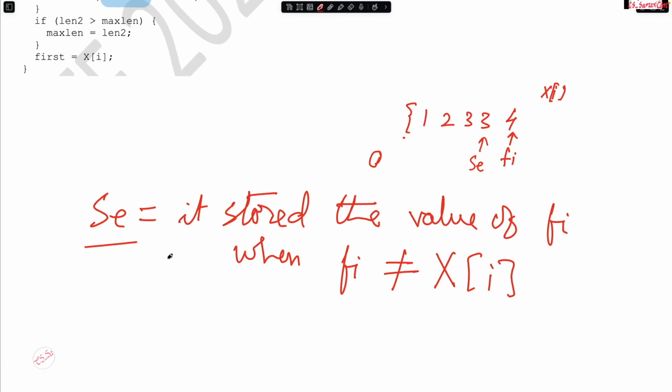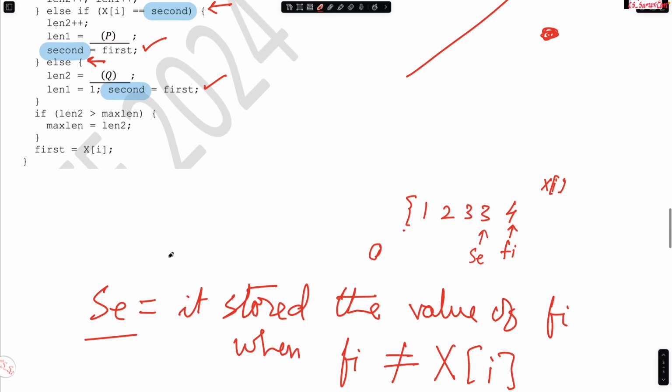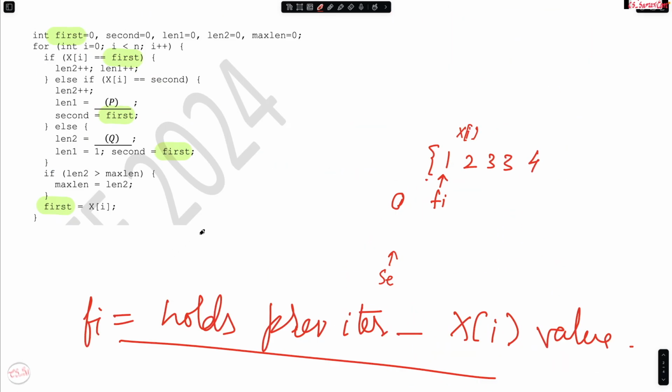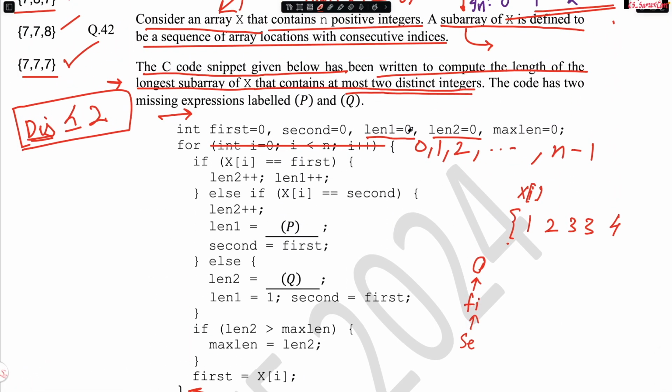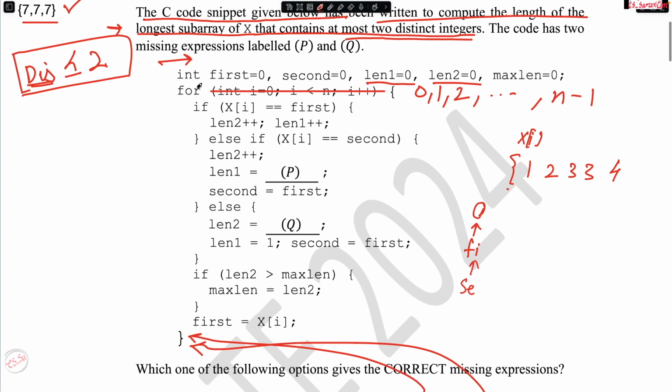Fine. We have understood that. So let's move on with that intent. We know the intent of first and second, and we were given the intent of len1 and len2, right? What is the intent of maxlen? Where is maxlen used in the whole code? Maxlen is used in the whole code from the start till the end. This is the part where maxlen is used, and it comes inside an if condition corresponding to len2. So len2 is going to be compared to maxlen, and then maxlen is going to be assigned the value of len2 if len2 is greater than maxlen.